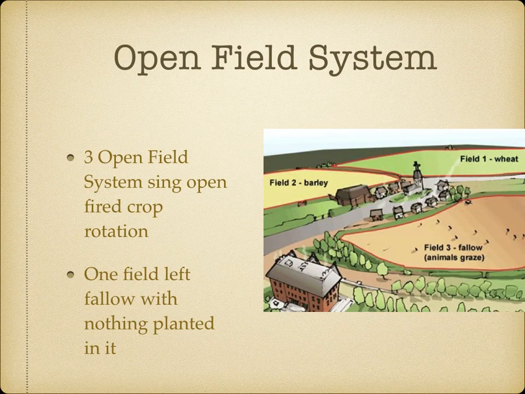The manor usually had 3 open fields, and each peasant had a narrow strip of land in each field. They used what was called open field crop rotation, where they would leave one of the fields fallow, putting nothing in it every year, because they didn't want to drain it of its nutrients, and they didn't have the fertilizer to keep those minerals in the land either.